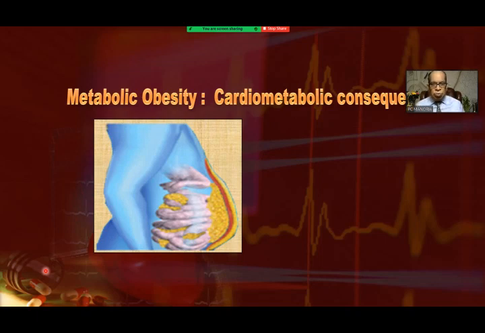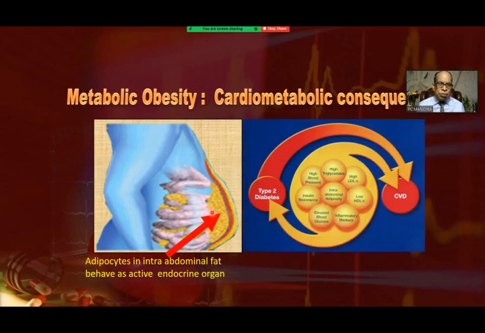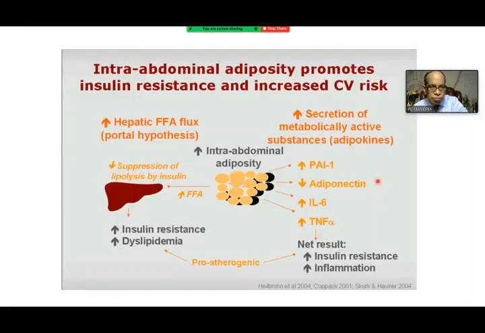Now, if you have a metabolic obesity, as you can see in this slide, these fat cells, adipocytes, in the intra-abdominal fat behave as a very active endocrine organ, and they secrete a panoply of hormones which results in high triglycerides, high blood pressure, insulin resistance, elevated blood glucose, inflammatory markers, low HDL cholesterol, and high LDL cholesterol. Metabolic obesity is a driver of cardiovascular disease, as you can see here, and it is also a driver for type 2 diabetes, which also results in cardiovascular disease.